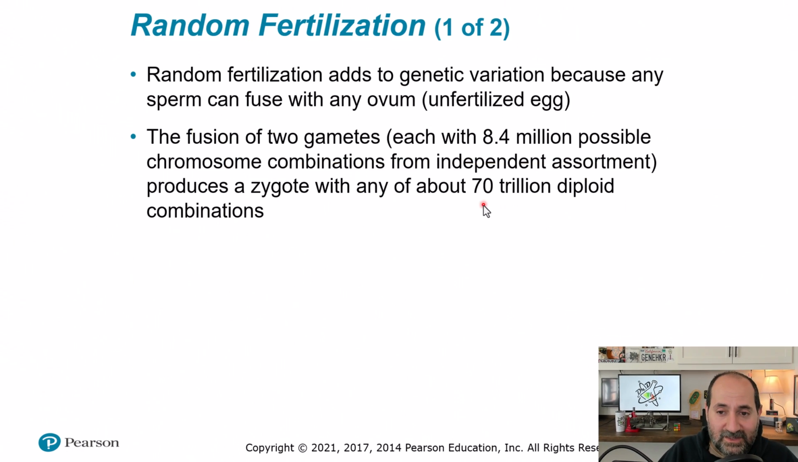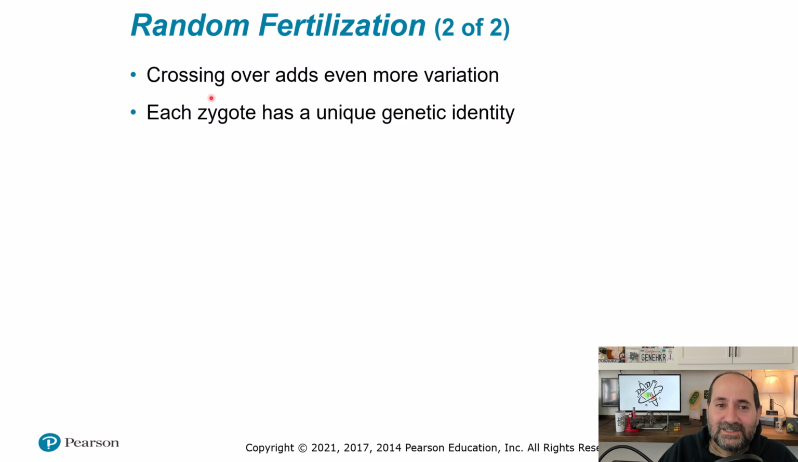And I just want to point out that this 1 in 70 trillion has to do with just independent assortment and random fertilization. Does it factor in crossing over? Does this 70 trillion figure count crossing over? No, crossing over adds even more variation. If you added the crossing over variation, it would be in the quadrillions in the amount of different types of sperm and egg and combinations that are possible.